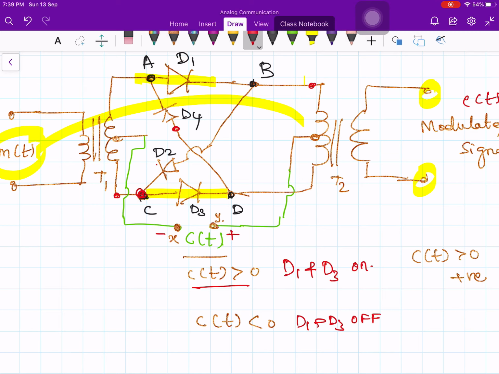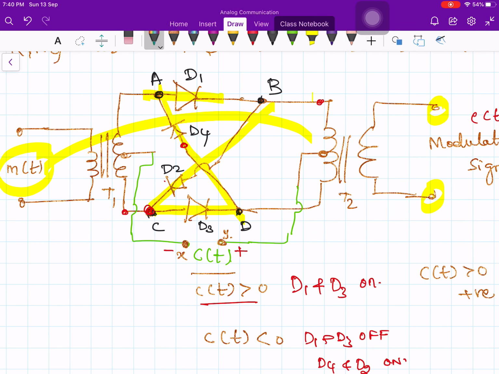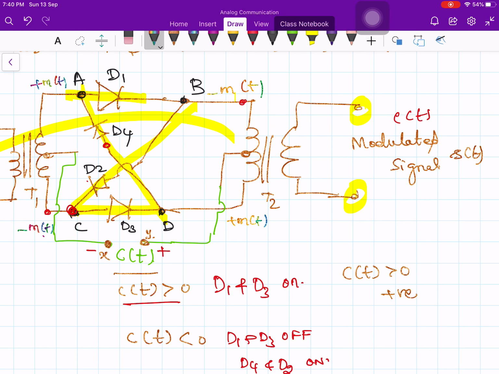What about D4 and D2? Will be on. Okay, so therefore the circuit will be closed in this path like this. So this point is plus M of t and this point is minus M of t. So the minus M of t appears here and this plus M of t appears here. Therefore output will be again reversed.